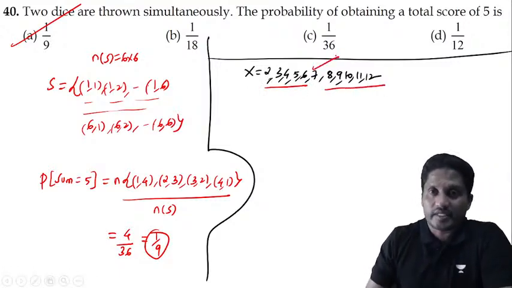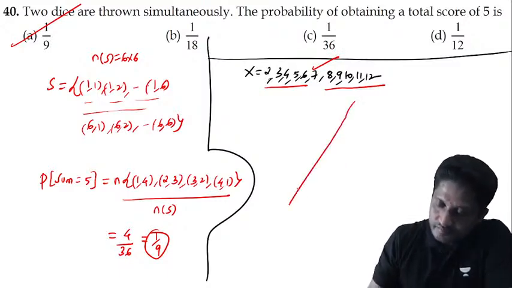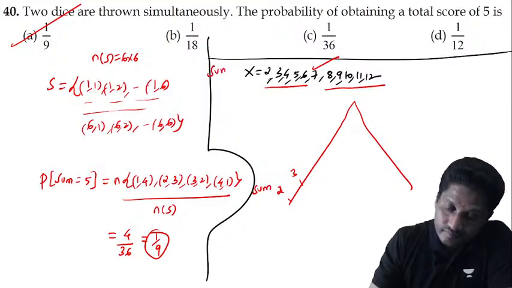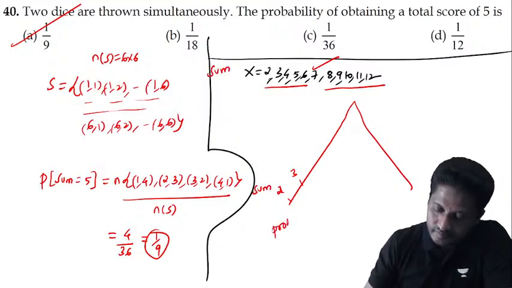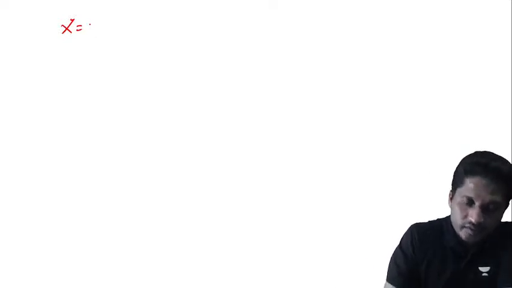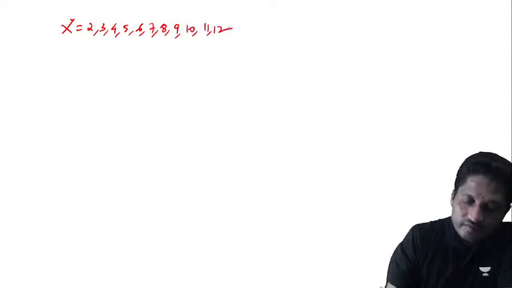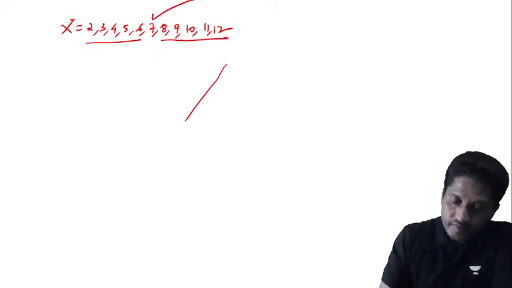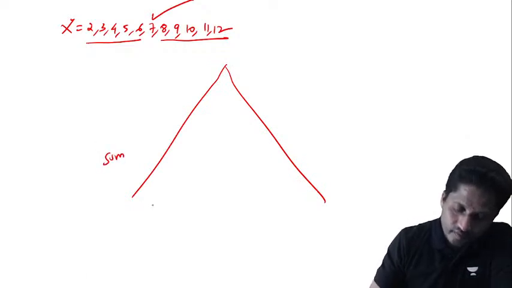I'm teaching you the shortcut, same question. So 5 on the left, 5 on the right. This is 2, this is 3, this is sum. Here you get probability. Okay, let me take a new page. So 2 dice are rolled. X is equal to, minimum sum is 2, maximum sum is 12: 2, 3, 4, 5, 6, 7, 8, 9, 10, 11, and 12. Middle will be 7 only, 5 on the left, 5 on the right. So this is sum, and then this is probability.